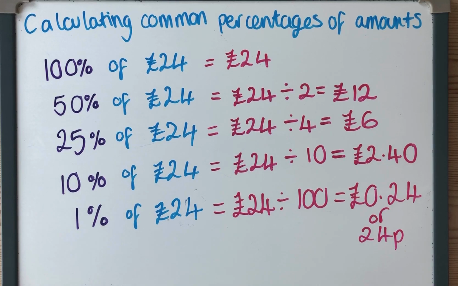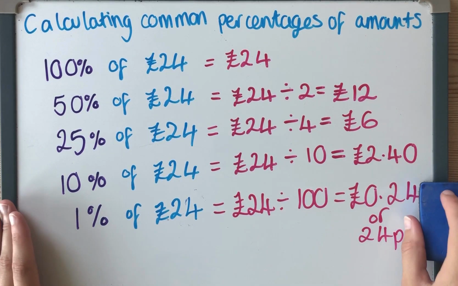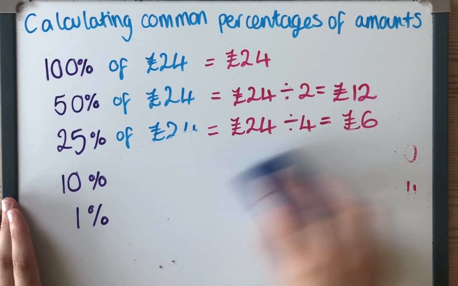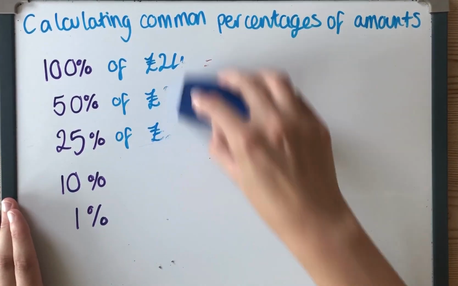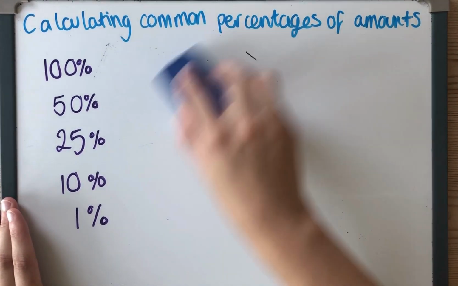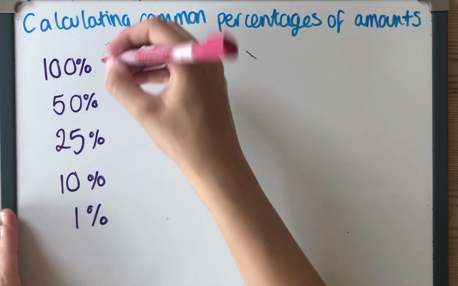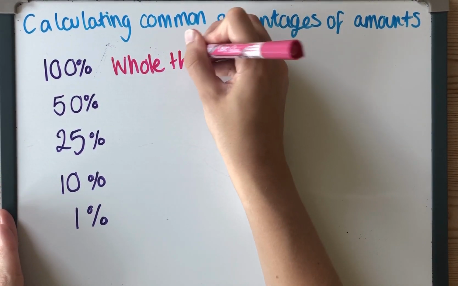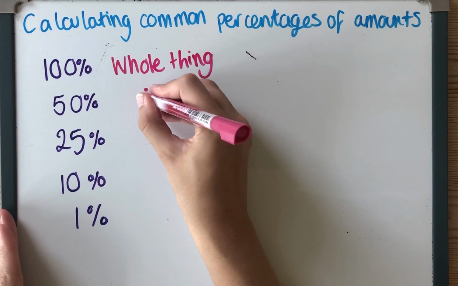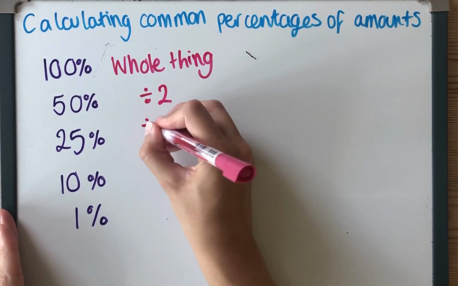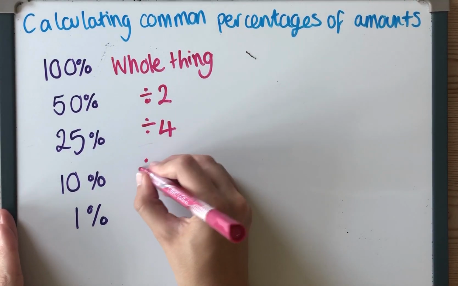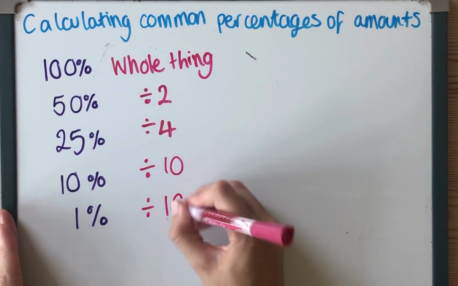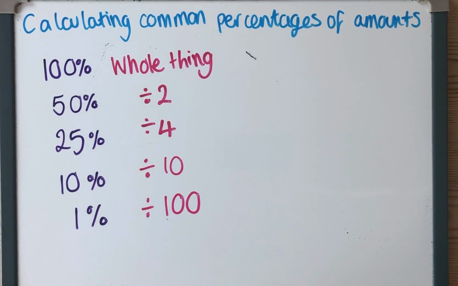But those were the key things we learned last time. So just to remind you, and write it down a slightly different way. If we wanted to find 100%, that is just the whole thing. 50% we had to divide by 2, 25% was dividing by 4, 10% was dividing by 10, and 1% was dividing by 100.